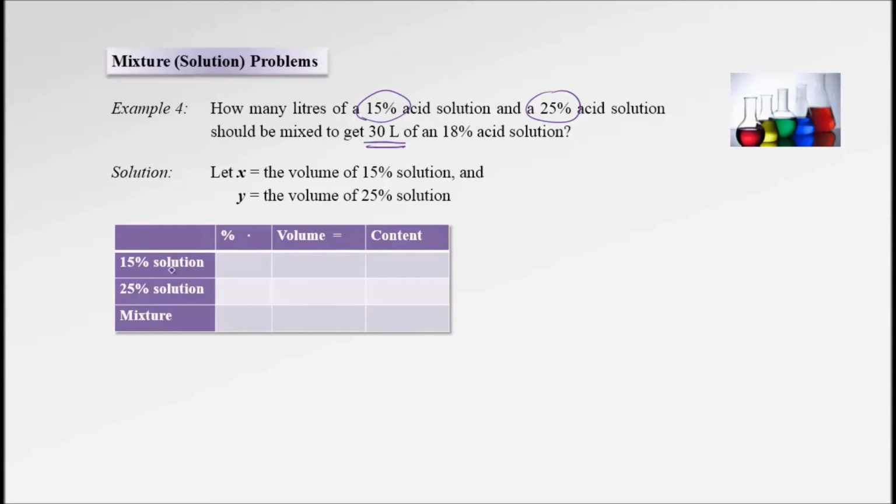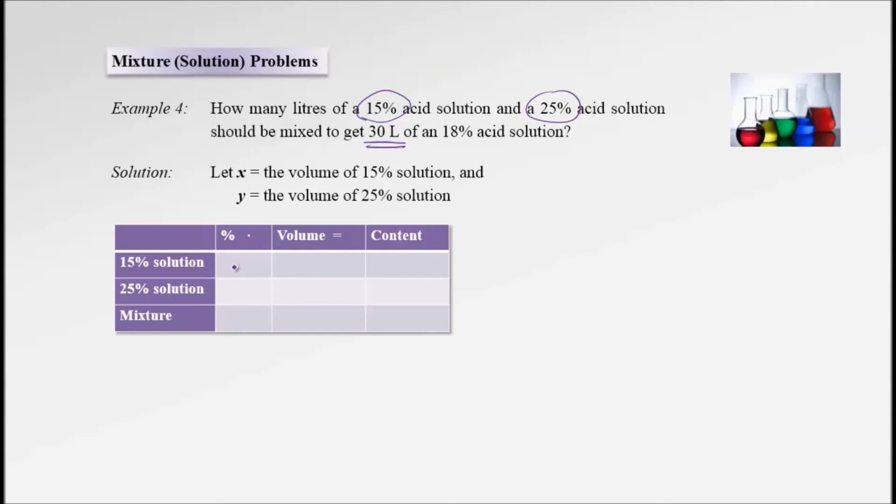And then we have two categories, two solutions that we're going to mix. 15% solution, 25% solution, and the mixture should be 18% solution. Well, so the first column is really easy to fill in.